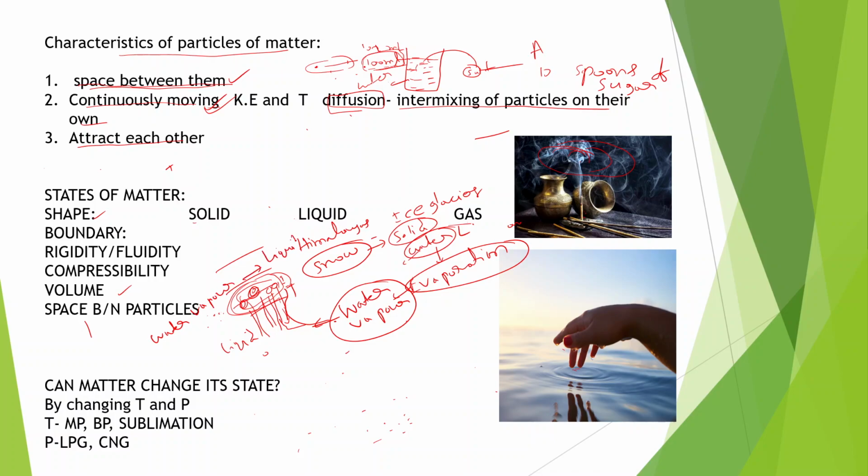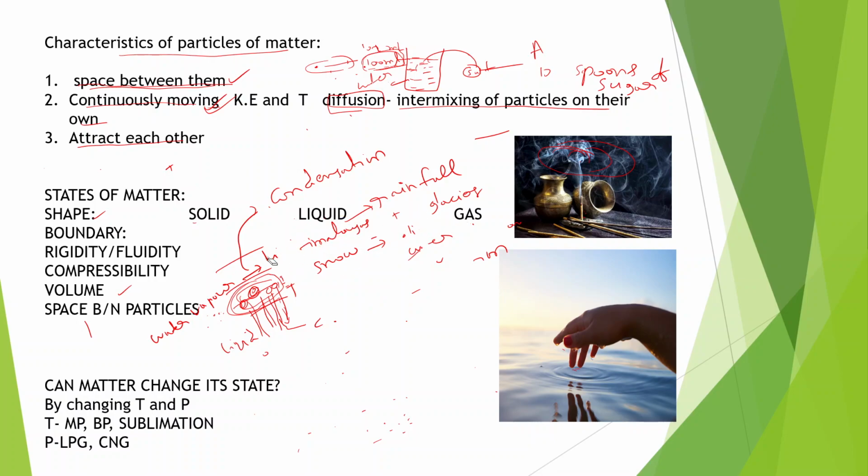This is nothing but condensation. This process we call condensation. Through condensation only we are getting rain. This liquid is nothing but rain or rainfall. So this is what's happening in our atmosphere naturally.